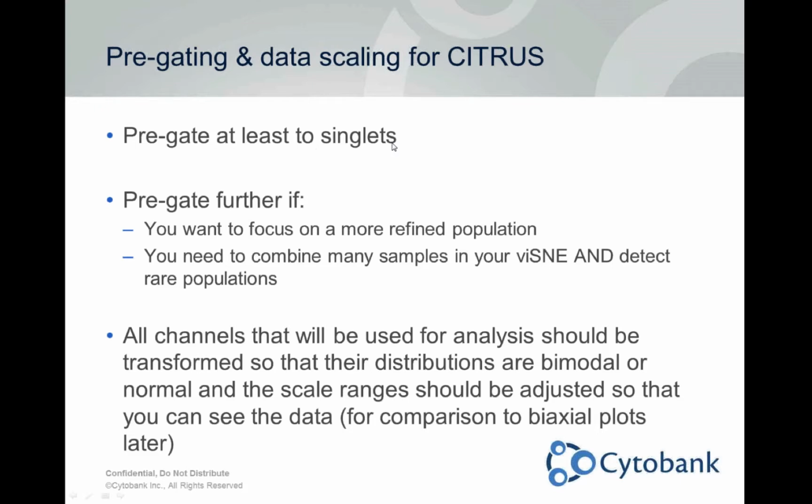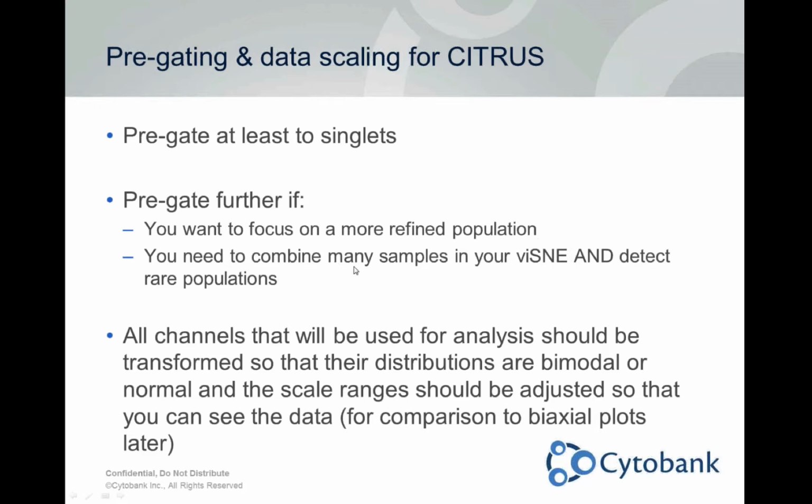However, you might want to pre-gate further if you want to focus on a more refined population. If you only care about Tregs, you might start with just your CD4 positive T cells. You can get rid of the monocytes and the B cells and the NK cells and stuff. So this is a good place to start. However, you also may need to combine many samples in your ViSNE and detect rare populations. So if you're looking for a lot of rare cells, or you have many samples, you'll need some additional headroom in your ViSNE, and I'll talk about that in just a second.